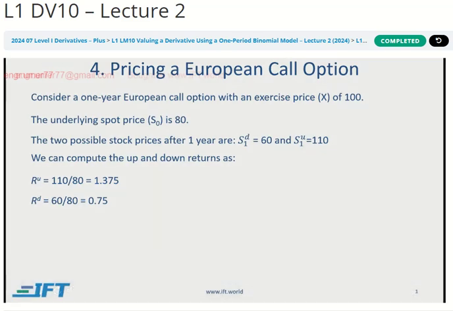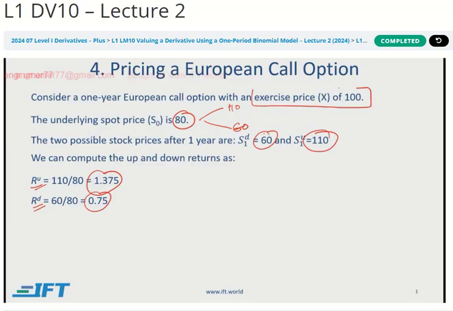model. So far we've discussed that the spot price is 80 and it can either go up to 110 or it can come down to 60, right? We've already discussed this. And the return of the up move is 1.375 and the return of the down move is 0.75. But now we are adding one new point, which is the exercise price.